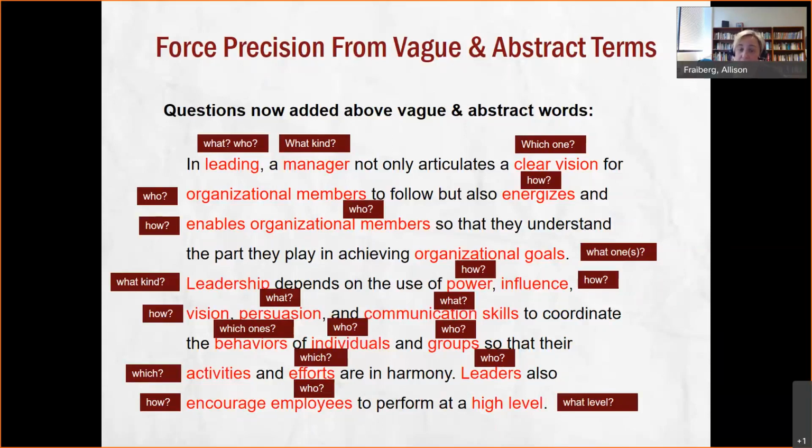Okay. Now, if you wanted to make this paragraph more precise, you'd start answering some of these questions as you rewrote it. Again, there's nothing wrong with an abstraction or a vague term, provided you're filling in the details for your readers, for your audience, while doing so.